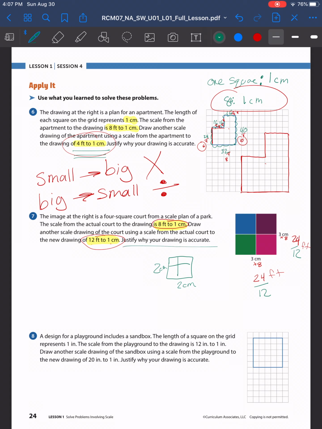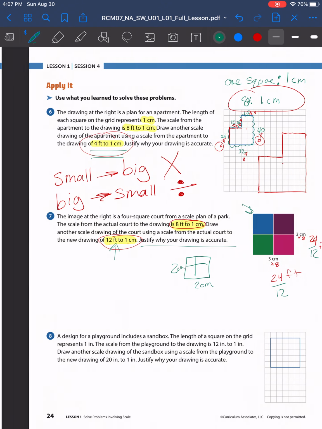Okay, I'm not going to justify why my drawing is accurate. I can say it's accurate because it's still proportional to the original drawing. All I did was reshrink it down with a new scale factor. So let's talk about what we did one more time. We took the small drawing, we blew it up by multiplying to what the actual would look like, and then I shrunk it with new dimensions by using our new scale factor of 12 to 1 by dividing.